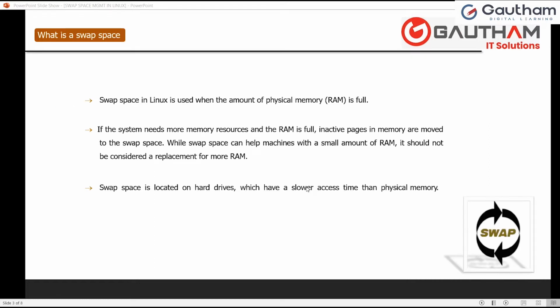Now, in order to understand the swap, first we have to understand the role of RAM. We maintain a component called RAM, random access memory, in Linux. What is the role of RAM? RAM is utilized to execute a process. Any process which you want to execute must be present in RAM. No process can be executed outside of RAM. That's the role of RAM, right?